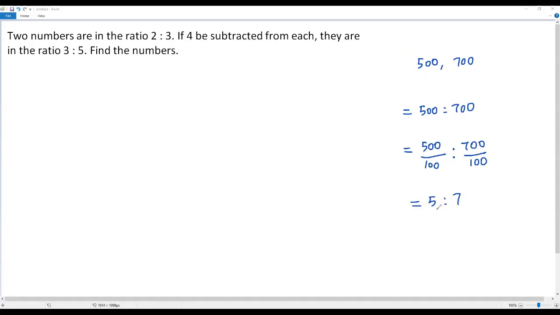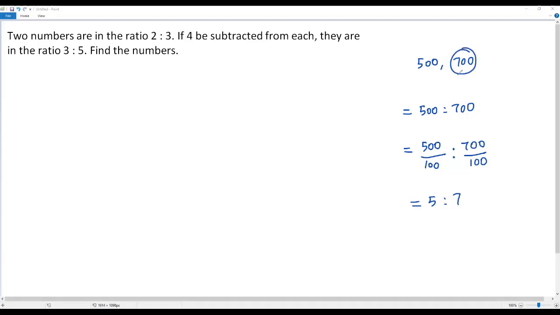Now let's do the same thing in reverse order. That is, I want to get the two numbers from the terms of the ratio. What should I do with the terms of the ratio? If I want to get 500 and 700 from the ratio, I have to multiply both the terms 5 and 7 by 100. When I multiply the first term 5 by 100, I'm getting 500. That's the first number. When I multiply the second term of the ratio 7 by 100, I'm getting the second number 700.